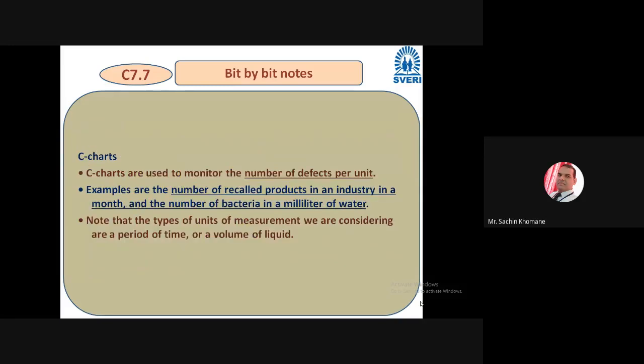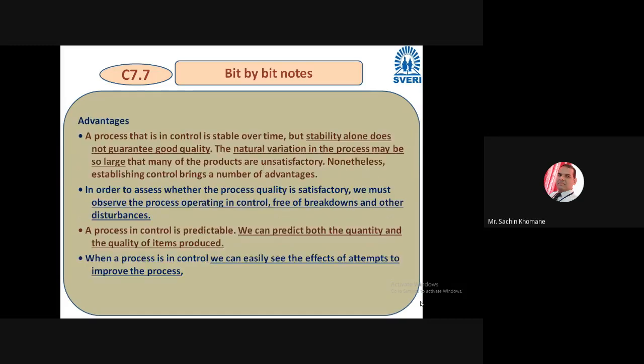Then C chart we have seen. So when to use C chart? When you want to calculate the number of defects per unit, then C chart is an appropriate tool. We have seen various advantages of these control charts, 5-6 advantages. There we have seen that stability in the process alone does not guarantee the control of quality. Natural variations are going to be there, that also you have to consider, and for that purpose control charts are important. That was the conclusion that we have seen.